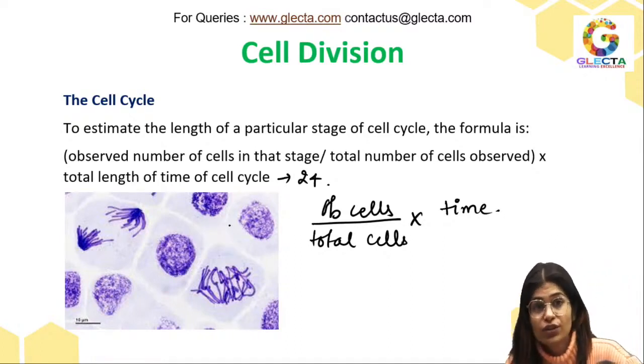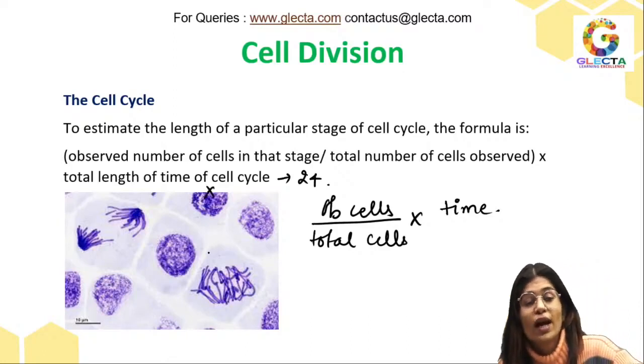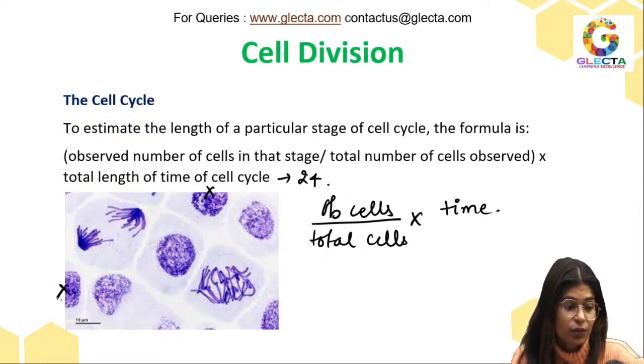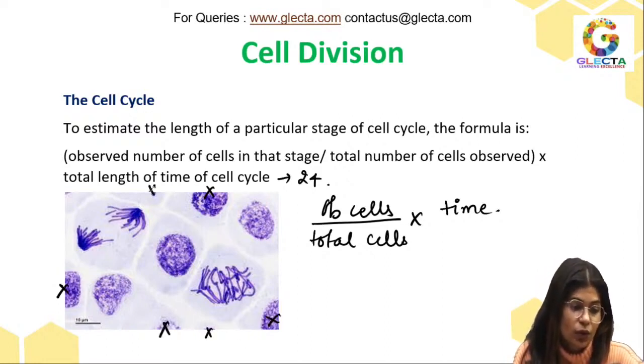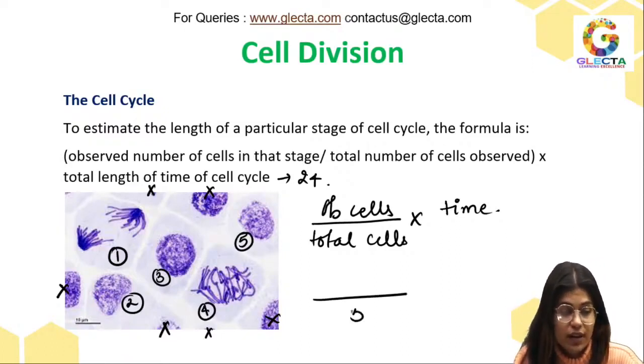For that you need to remember one thing, which is that you cannot count the cells which do not have the same nucleus included completely. No, no, no. So there's 1 cell, 2, 3, 4, and 5. So I have 5 cells. So the total number of cells in the slide is 5.